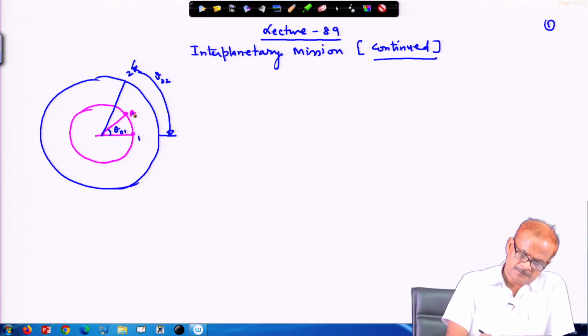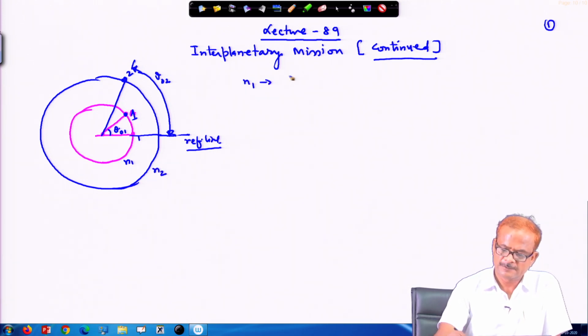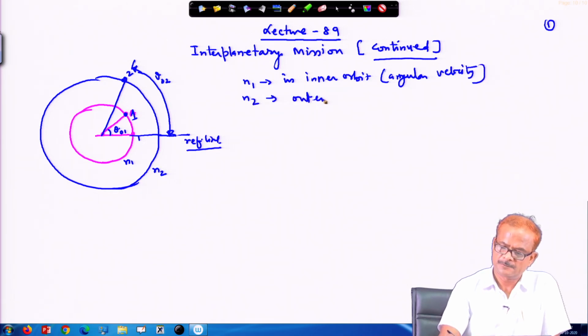So the two planets are shown here. This is one and this is the reference line we take. So, planet 1 and 2 are in the inner and outer orbit, and let us say n 1 is the angular velocity in the inner orbit, and n 2 is the angular velocity in the outer orbit.